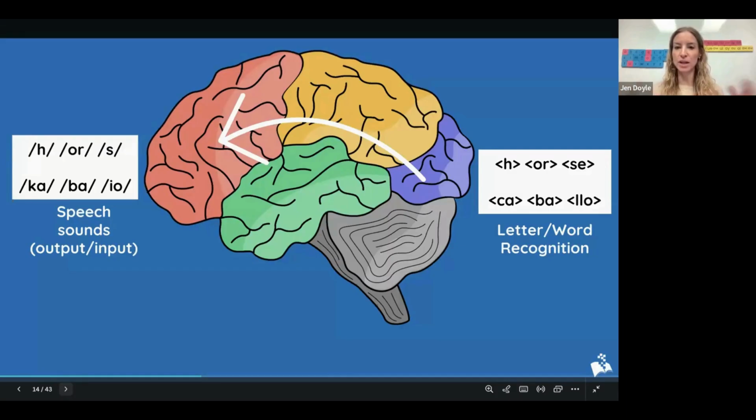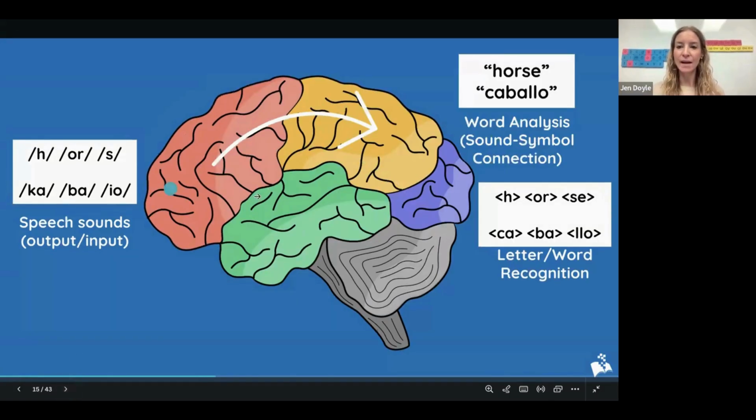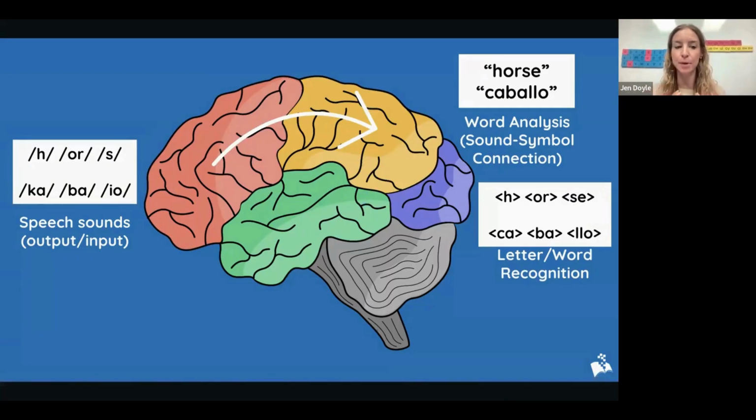We're building that bridge, and you can see that's a pretty big bridge between those parts of the brain, connecting the input and the output. And because of that, we have this word analysis area to help that connection, to help build that bridge between the speech sound and the letters. And so we have this word analysis area that's helping us connect those phonemes and the graphemes there so that our brain connects the speech sound to the letter H, and it's connecting each of those pieces.